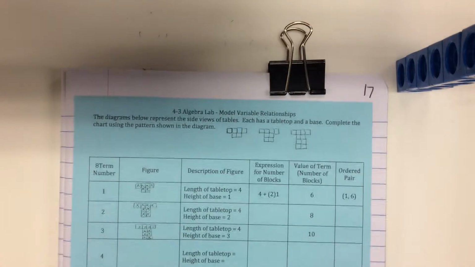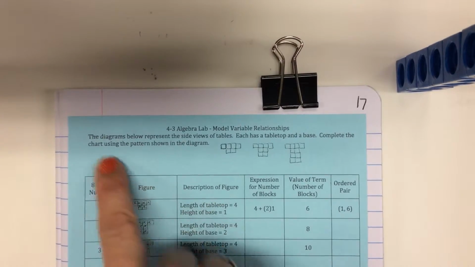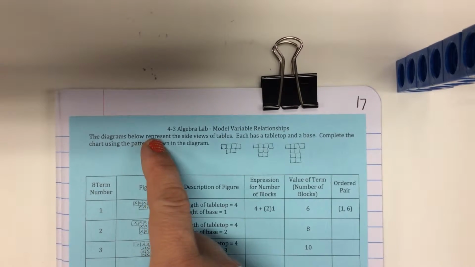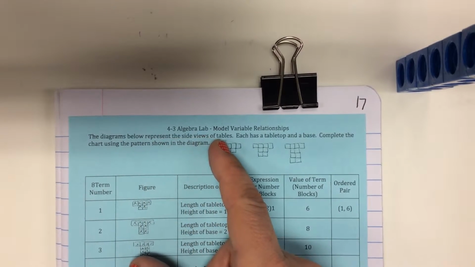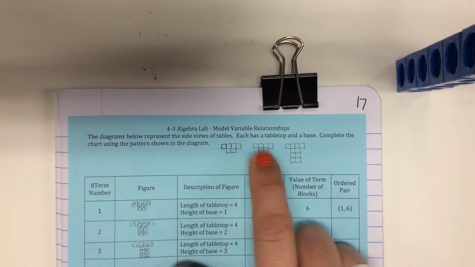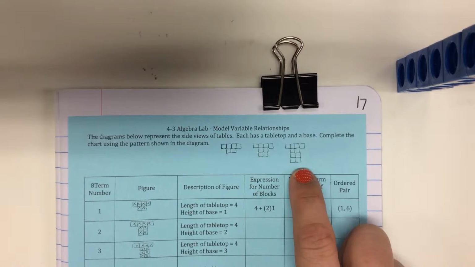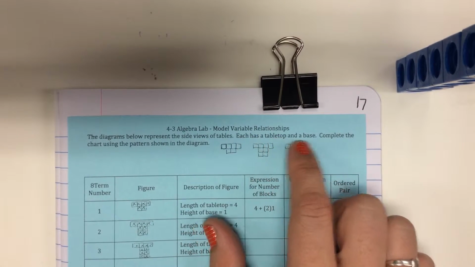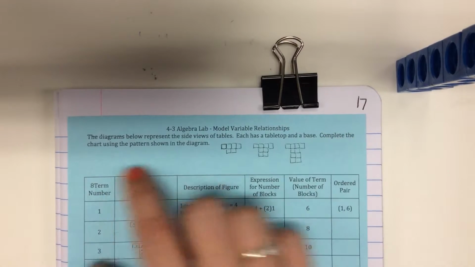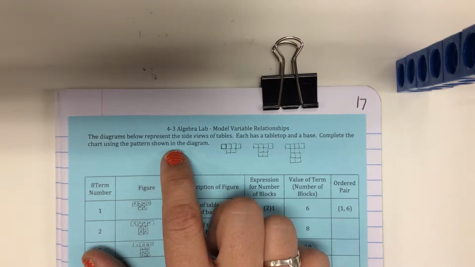All right, it says, the diagrams below represent the side views of tables. So I've drawn 3 diagrams for you. Each has a tabletop and a base. Complete the chart using the pattern shown in the diagram.